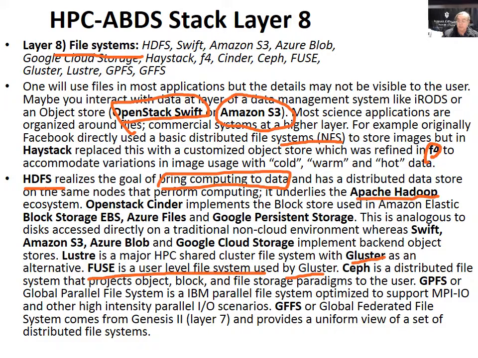GPFS is a famous parallel file system supporting parallel computing in a very efficient fashion with technologies like MPIO, which is the dominant HPC way of getting data in with very high performance and minimal latency into a running parallel computer. GFFS is the federated file system used in Exceed, and it comes from Genesis 2, which was defined in the last layer, and it allows you a uniform view of a set of distributed file systems on lots of different computers and makes them look as though they were sitting on your local client machine.